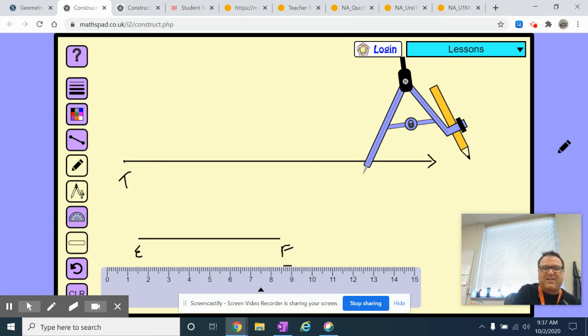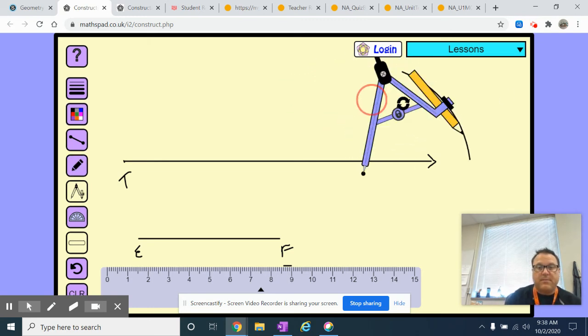Okay, this pen doesn't work very good. I don't like it. Your job is to construct EF up here on ray T, or a segment that's congruent. So go ahead and do that right now, and pause.